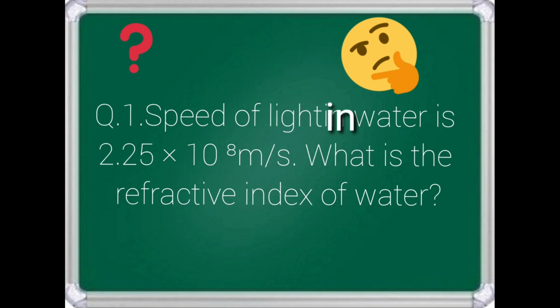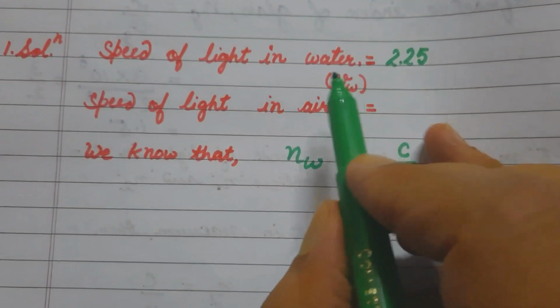Welcome to physics class. Let us start today's discussion with the question asked in the previous video. First question: the speed of light in water is 2.25 × 10^8 meters per second. What is the refractive index of water?